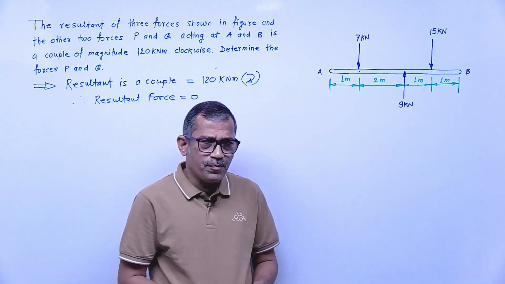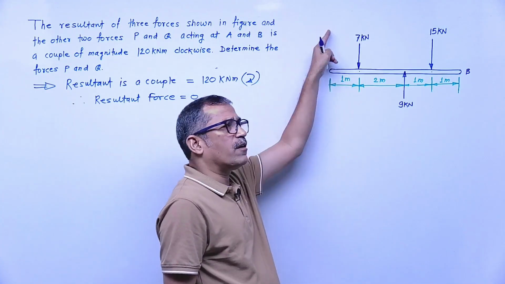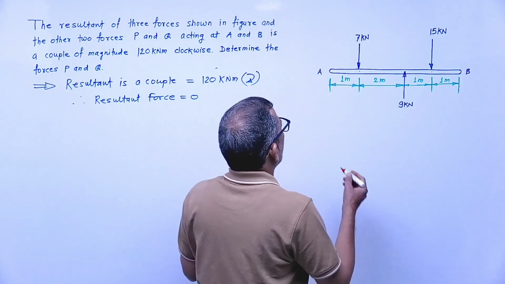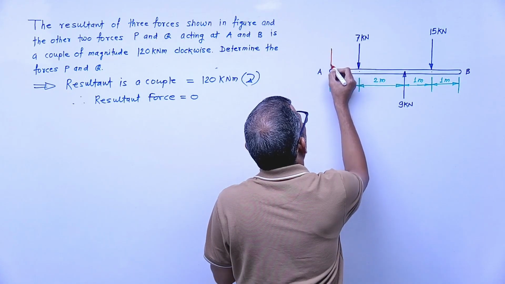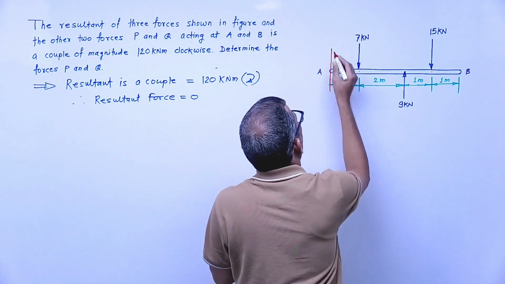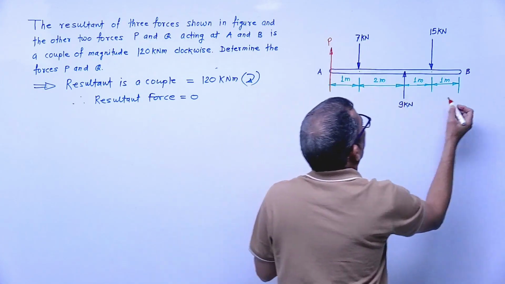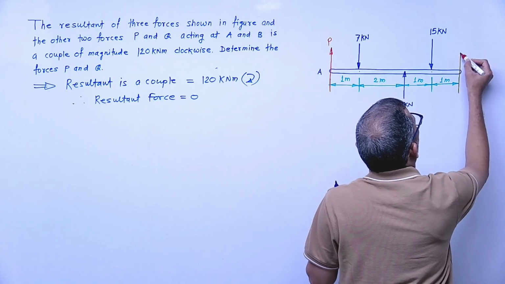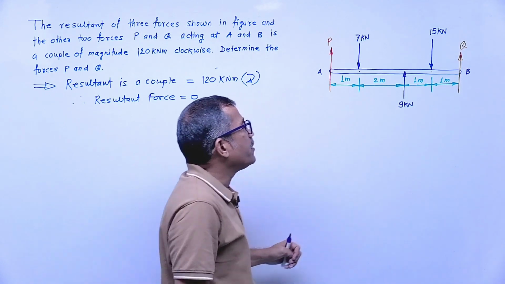Okay, so P and Q are acting at A and B. We are free to assume maybe P upward or downward. Here also maybe Q upward or maybe downward. What we will do, I will represent in vertically upward direction. So this force which is acting at A is force P, and the force which is acting at B is force Q. Okay, P and Q.